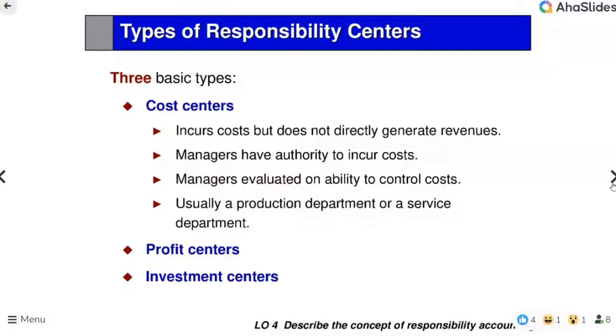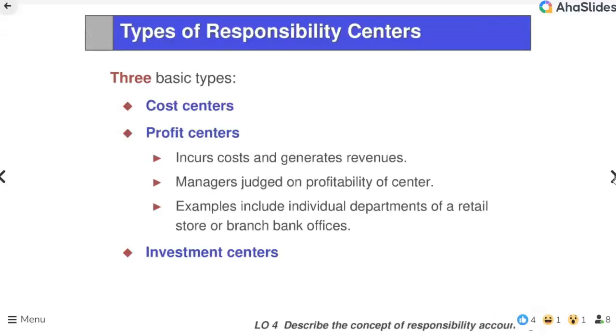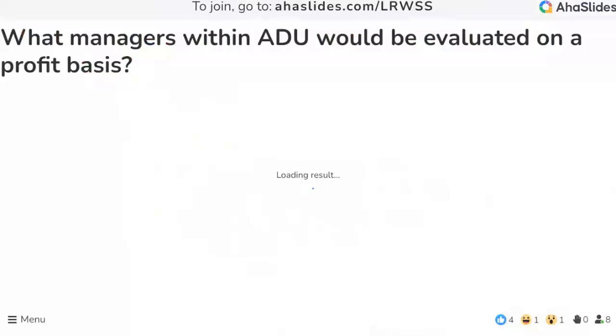Now, compare that to a profit center. A profit center is a center where the manager is not only responsible for controlling costs, but for generating revenue. So profit centers incur costs and generate revenue, and they're judged as a responsibility center. So who would be a profit center? You already mentioned that.